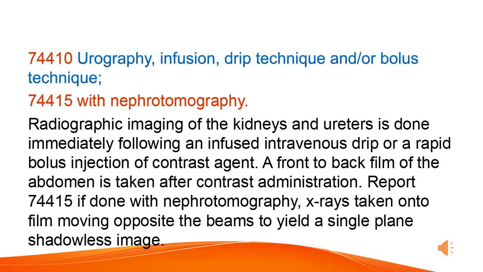Urography, infusion, drip technique, and/or bolus technique. With nephrotomography, radiographic imaging of the kidneys and ureters is done immediately following an infused intravenous drip or a rapid bolus injection of contrast agent. A front-to-back film of the abdomen is taken after contrast administration. Report 74415 if done with nephrotomography, X-rays taken onto film moving opposite the beams to yield a single plane shadowless image.